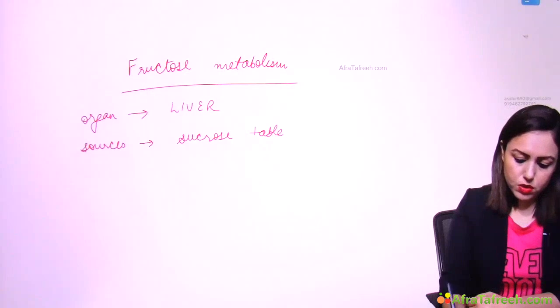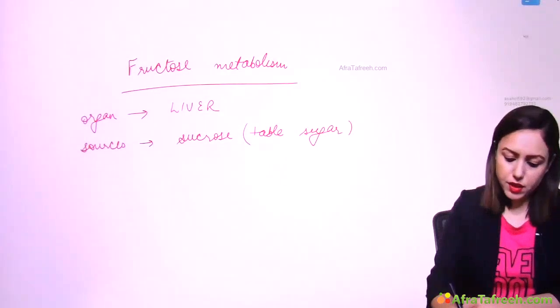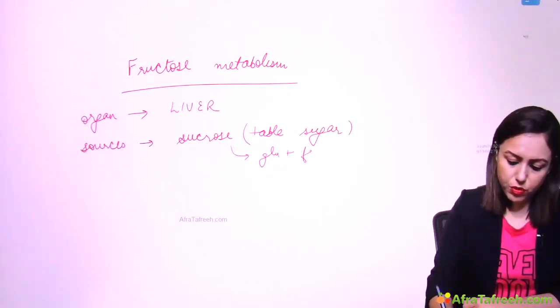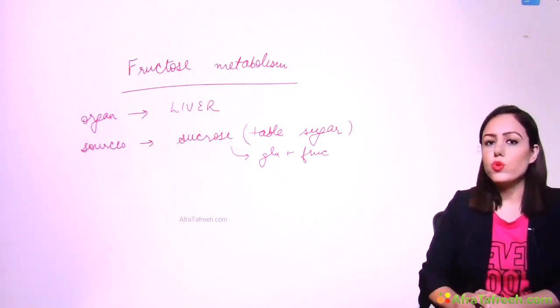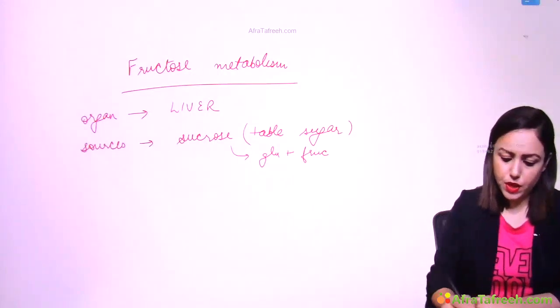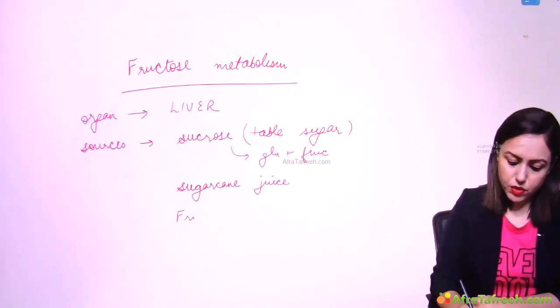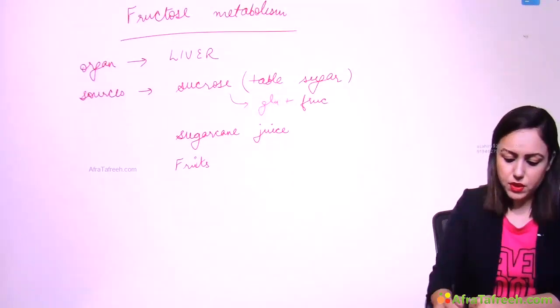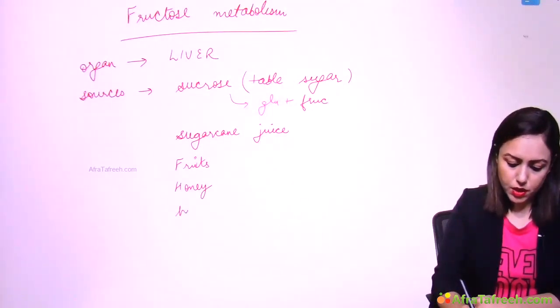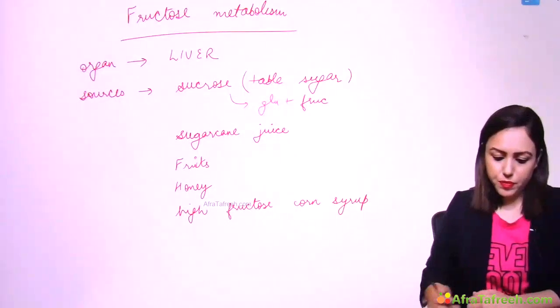table sugar sucrose. Sucrose is a disaccharide. This disaccharide is made up of glucose and fructose, right? So glucose and fructose will be present in equal amount in table sugar, okay? Then it is also present in sugarcane juice, right? Then some amount of fructose is present in fruits, honey, high fructose corn syrup, right?